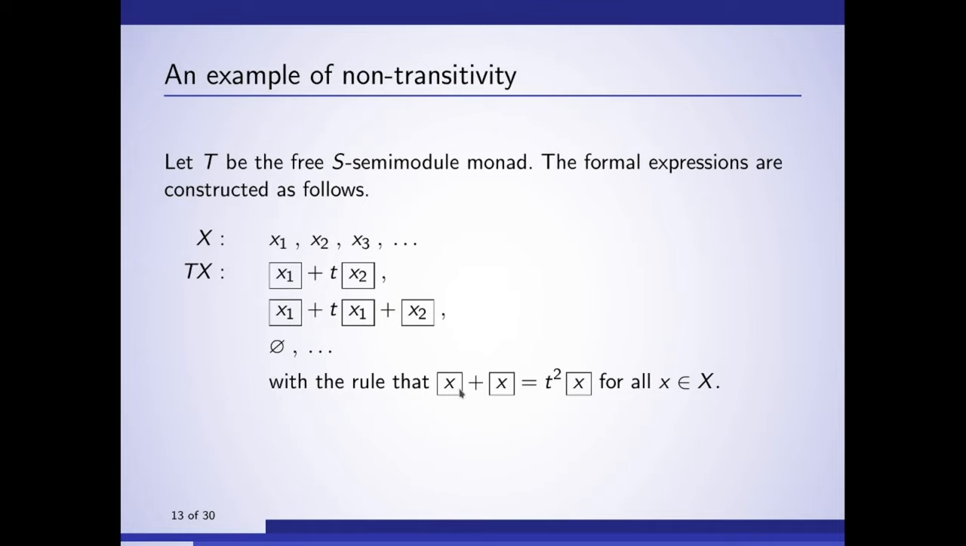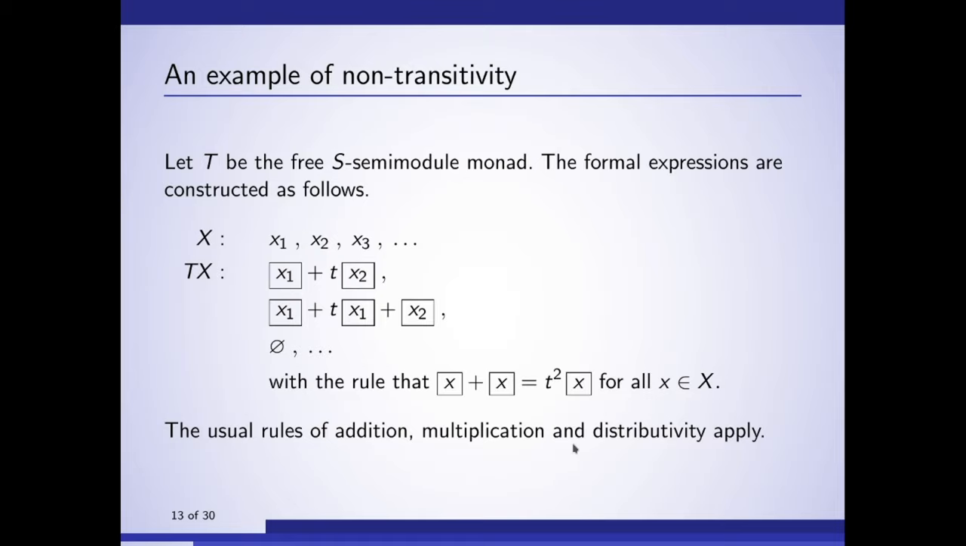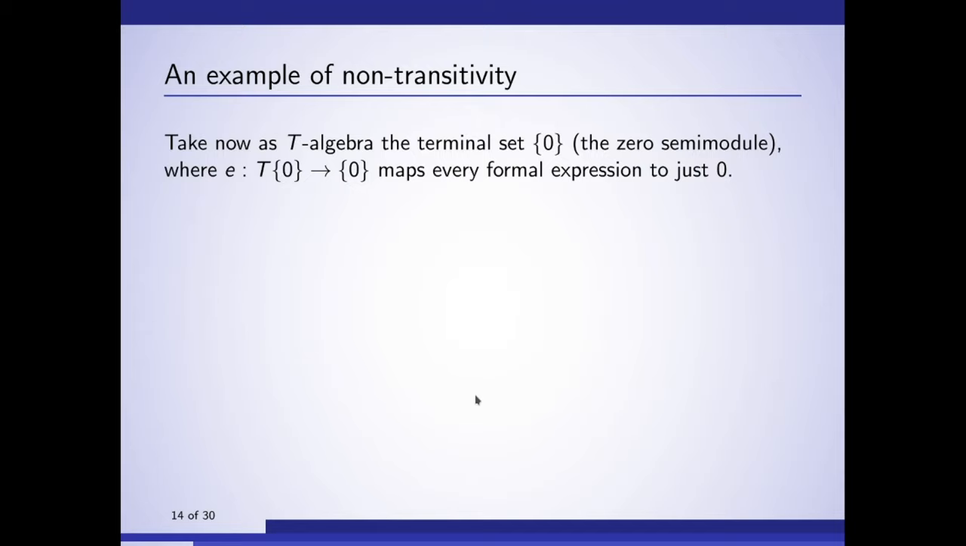There's the rule that whenever you have a repeated sum of the same element, so twice an element, then this is the same as t squared, okay? Addition, multiplication, and distributivity apply with this rule. Now, as algebra, we take the simplest possible one, which is the terminal set, the one-element set, the zero semimodule. Like, imagine the zero vector space. So you see, any formal expression in this is evaluated to just zero, because that's the only element of this set. It's a very simple, very trivial example, but it's enough to give us a counterexample.